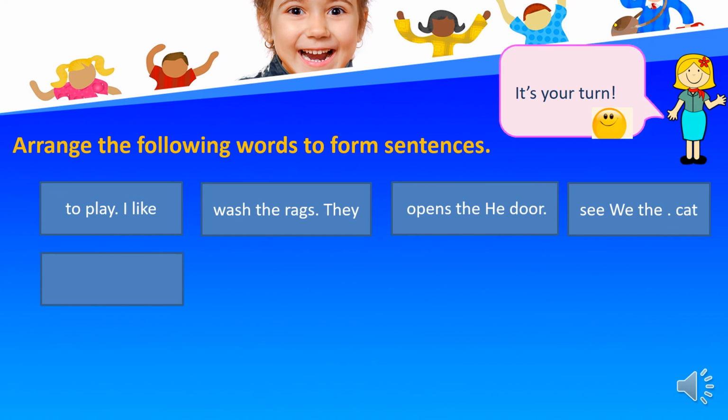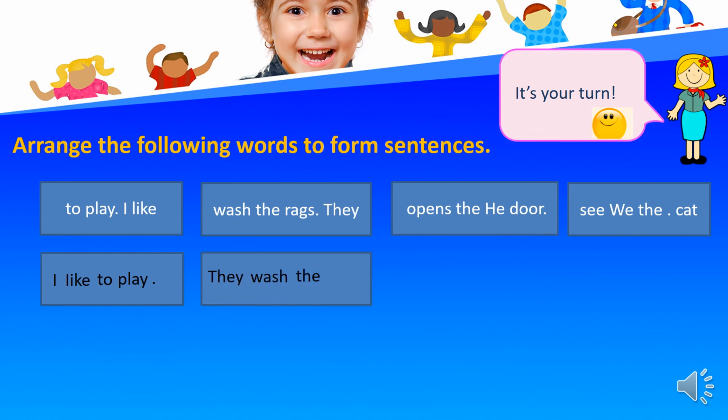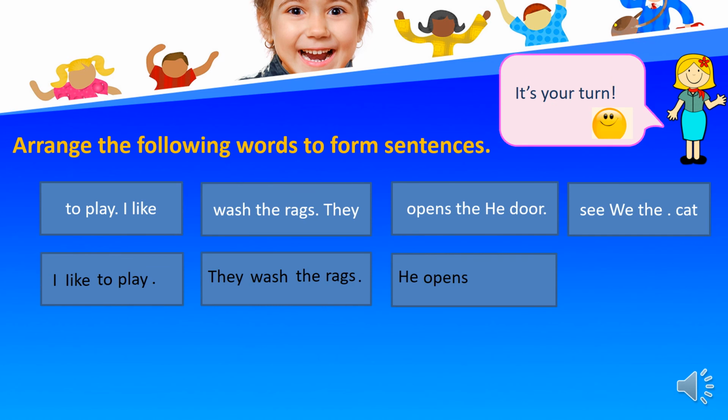Now let's check if your answers are correct. For the first one, if your answer is "I like to play," your answer is correct. The next one is "they wash the rags," and full stop. Do not forget that. Again, your answer is correct. For the third one, "he opens the door," full stop. Correct. "We see the cat," full stop. Well done!